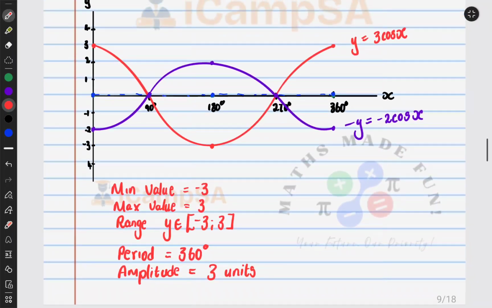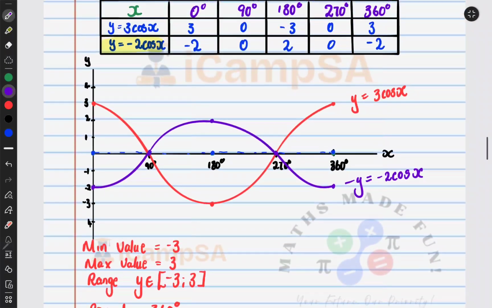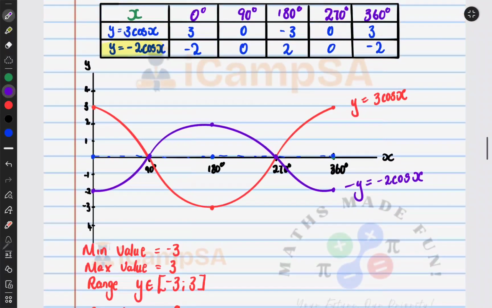Let's go ahead and do the other function. I'll just shift this one a bit here. For the purple one of y is equal to -2 cos x, what is the minimum value?